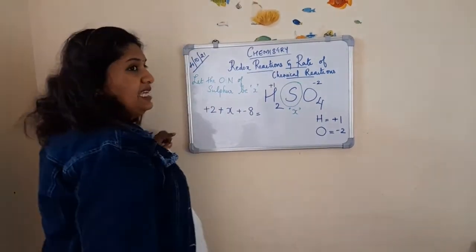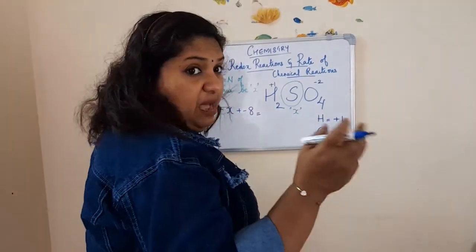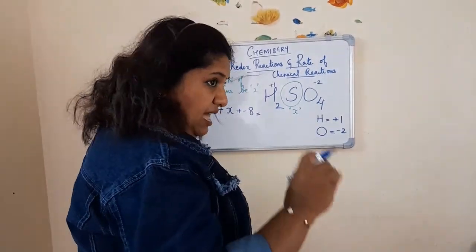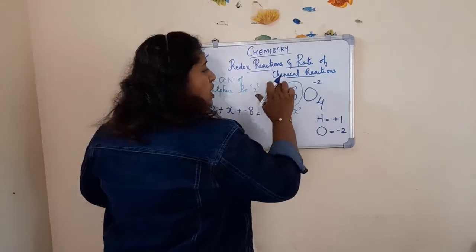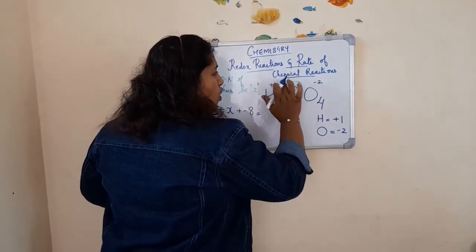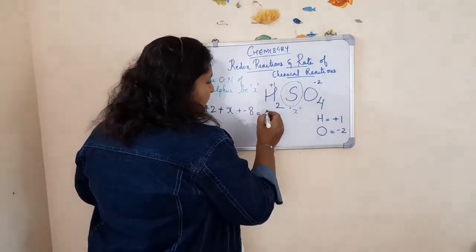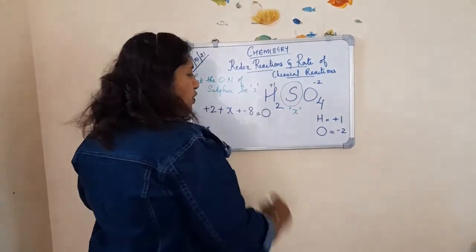In the last class I told you that if we want to check that the oxidation numbers we have found out are correct, what is the best method? The sum of all the oxidation numbers should be equal to 0, isn't it? So I am writing it equals 0.